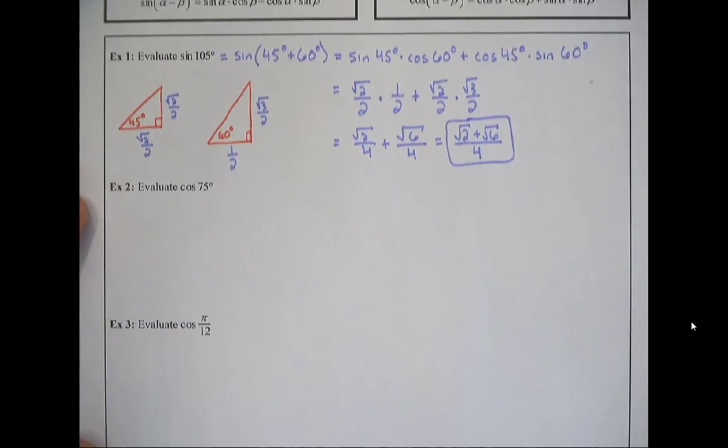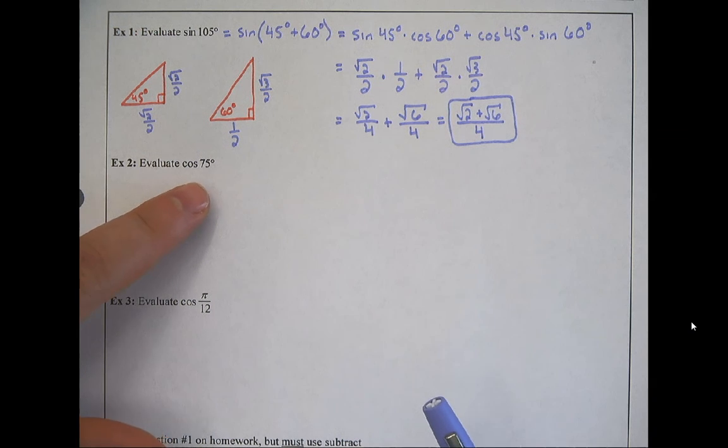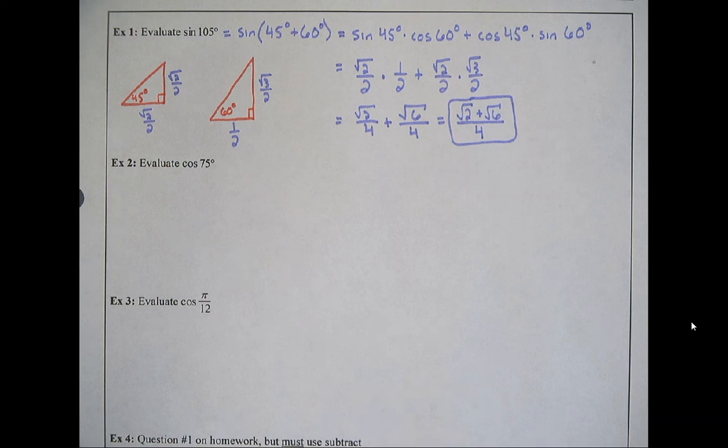All right, let's jump right into it. Let's have you try example 2. Cosine of pi over 12. All right, let's see how you did. No, cosine of 75 degrees. Sorry, cosine of 75 degrees. All right, let's see how you did.